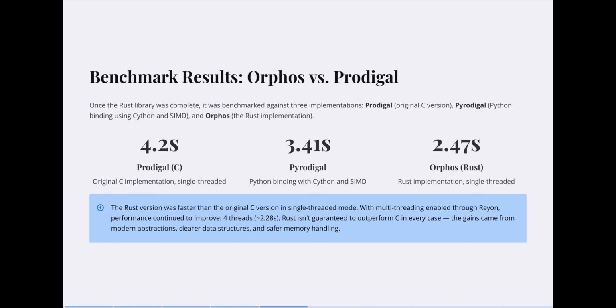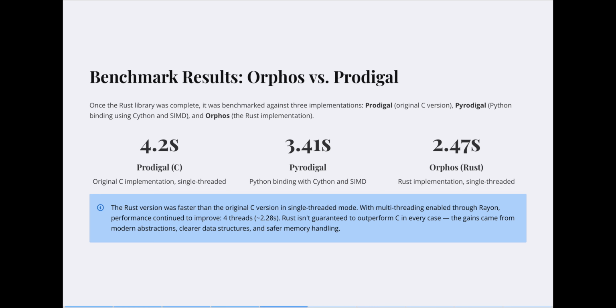So now, the result for my little rewrite. I benchmarked it against two other implementations: Prodigal, which is the original version that was written in C, and Pyrodigal, which is a Python binding that uses Cython and SIMD operations for additional speed. And the third one, obviously, is my Rust implementation that I called Orphos. The results were quite interesting.